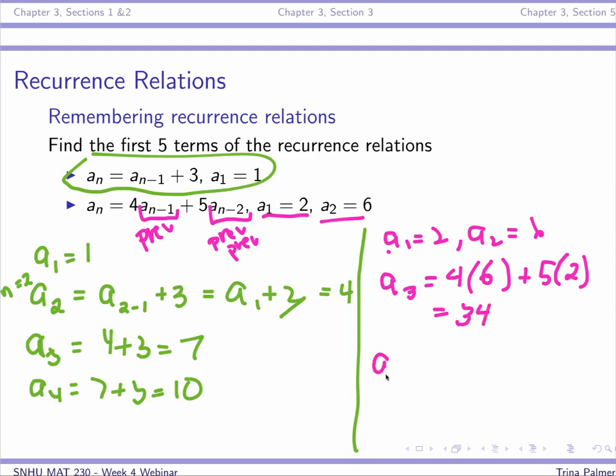And then doing that again, I have a4 would be 4 times the previous term, which is 34, plus 5 times the previous term. So the time before was 6. And I don't know what that is off the top of my head, but that's some number. And then for a5, you'd repeat that again.